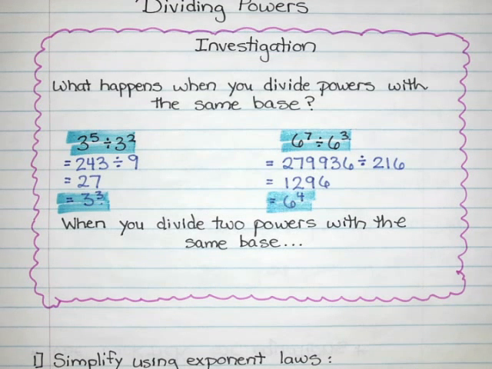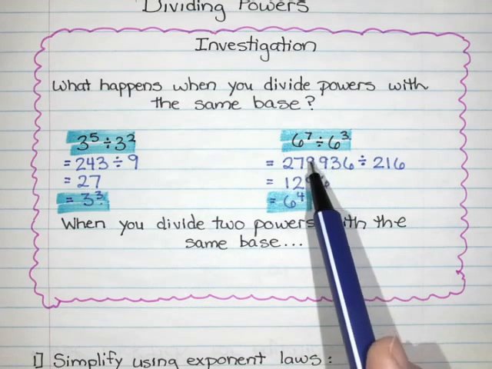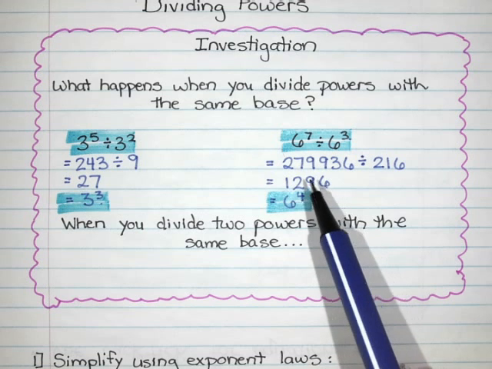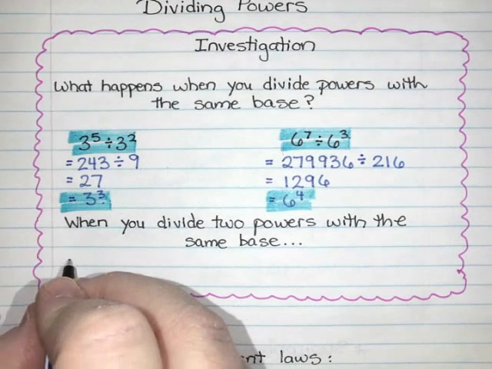So when you divide two powers with the same base, and they have to be the same base, exponent laws only ever work if they're the same base because it's all about repeated multiplication. So you need to be multiplying or dividing the same number over and over and over again. If you divide two powers with the same base, you leave the base the same and subtract the exponents.